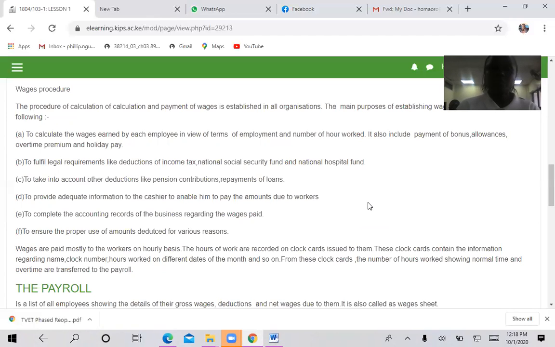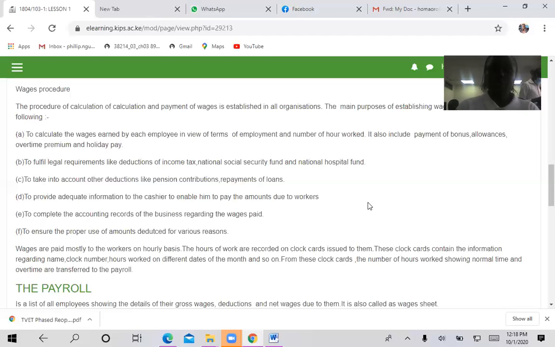Another purpose is to provide adequate information to the cashier to enable him to pay the amount due to workers. And also, another purpose is to complete the accounting records of the business regarding the wages paid and to ensure the proper use of amounts deducted for various reasons.